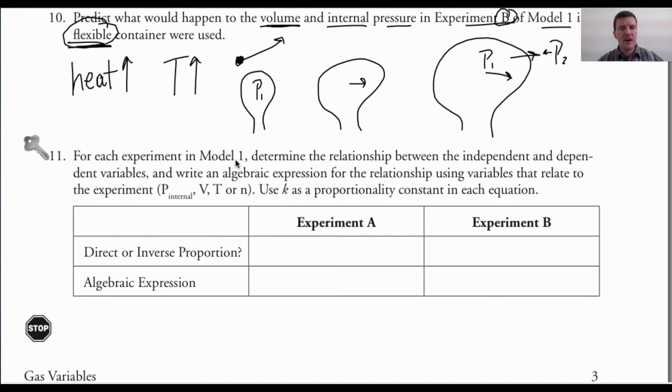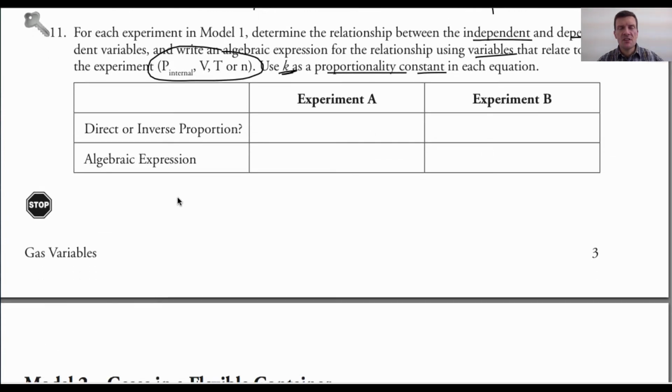In each experiment in Model 1, determine the relationship between independent and dependent variables and write an algebraic expression for the relationship using variables that relate to the experiment. Here are the variables that we're going to use. Use K as a proportionality constant. All that means, if you're not familiar with proportions, is if two things are related, meaning one goes up and the other goes up, or one goes up and the other goes down, they may not be equal to each other. Like X and Y, they may not be equal, but there may be a relationship. As X goes up, maybe Y goes up. Or as X goes up, maybe Y goes down. Or vice versa.